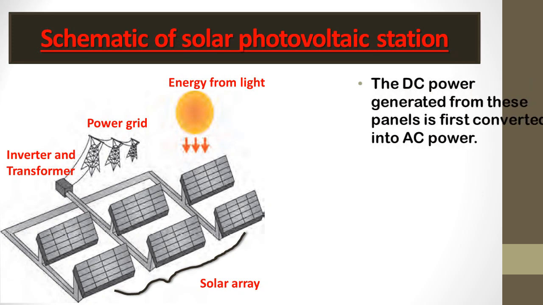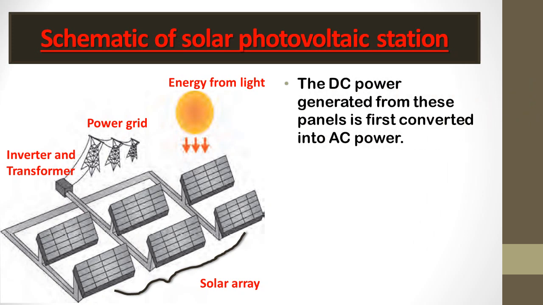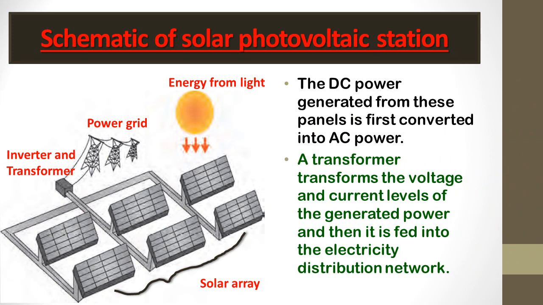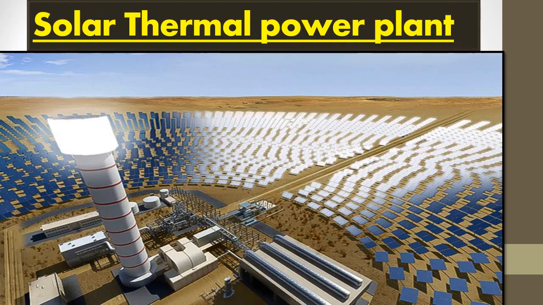So the DC power generated from these panels is first converted into AC power, and a transformer changes the voltage and current levels of the generated power, and then it is fed into the electricity distribution network. In this way, electricity is generated without any fuel combustion, and so without any air pollution. However, since the energy is generated using solar radiation, solar cells can generate electricity during daytime only.